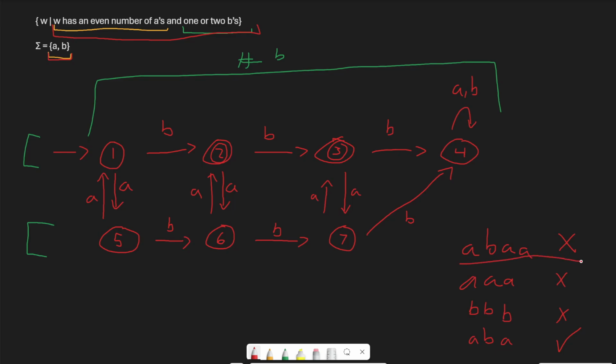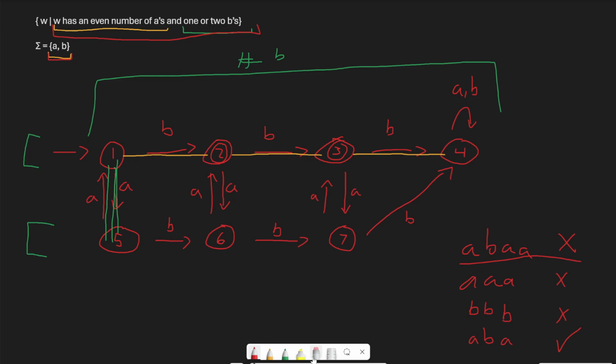So ABAA we already determined is not accepting, which is perfect. It landed on state 6. Now for AAA, we first start with our initial state. We go down to state 5. We go back up to state 1. Then we go back down to state 5. This is not accepting, and we want to not accept, so that's good. Now we have BBB. So for BBB, we're going to go from state 1 to state 2, then state 2 to state 3, then state 3 to state 4. And this is not accepting, so this is good. This is valid.